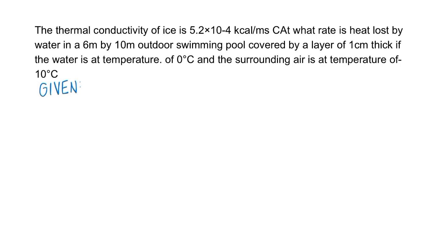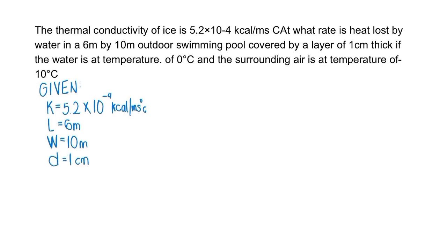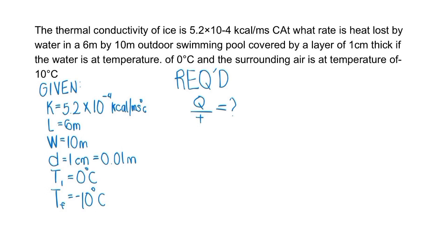Start by listing down the givens. The thermal conductivity is equal to 5.2 times 10 raised to negative 4. Length is equal to 6 meters. Width is equal to 10 meters. D is equal to 1 cm. Convert it, it would become 0.01 meters. The initial temperature is at 0 degrees Celsius and the final temperature is at negative 10 degrees Celsius. What we're looking for is the rate of conduction.